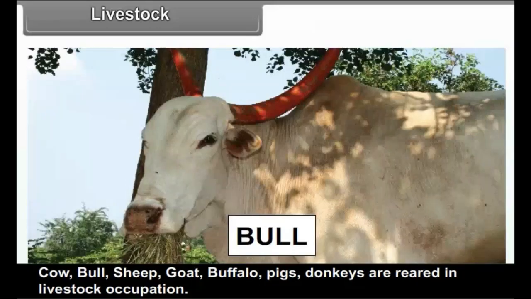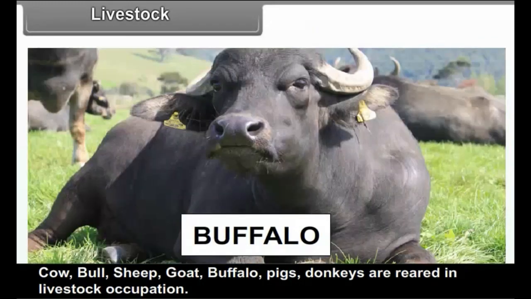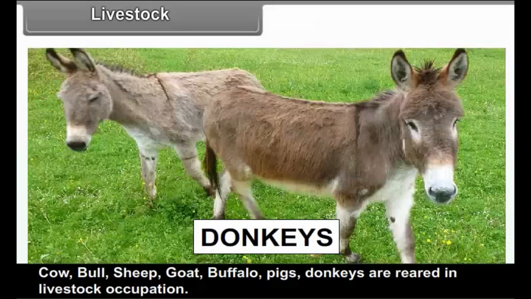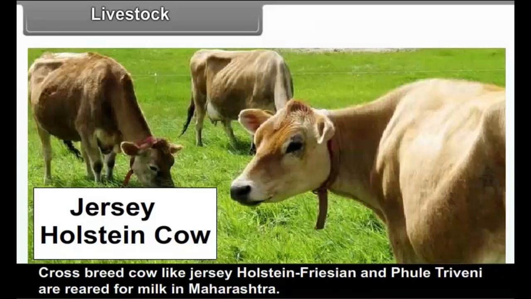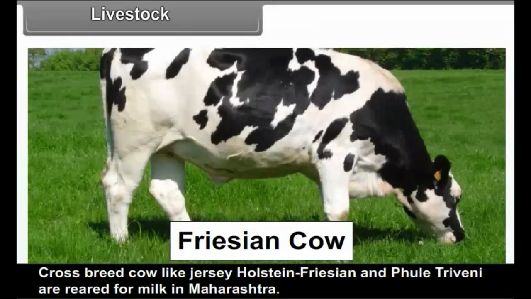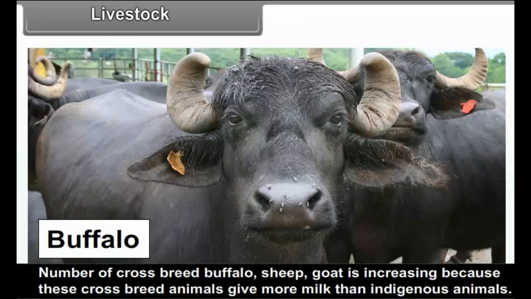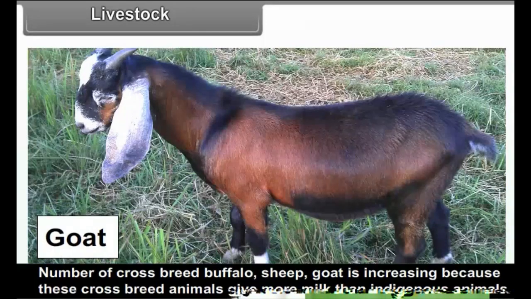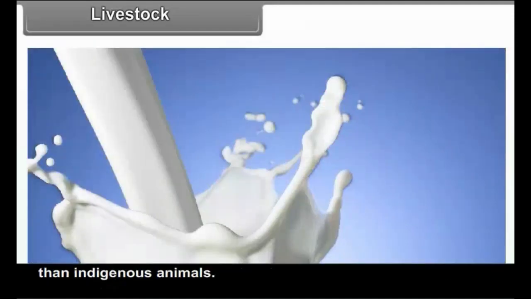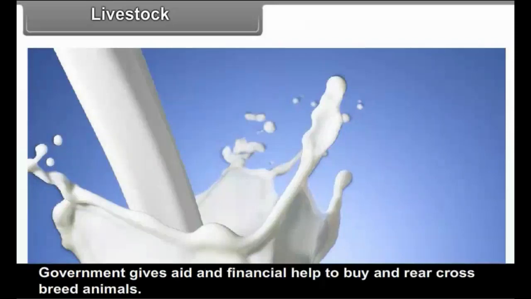Cow, bull, sheep, goat, buffalo, pigs and donkeys are reared in livestock occupation. Crossbreed cows like Jersey, Holstein Friesian and Freely Triveni are reared for milk in Maharashtra. The number of crossbreed buffaloes, sheep and goats is increasing because these crossbreed animals give more milk than indigenous animals. Government gives aid and financial help to buy and rear crossbreed animals.